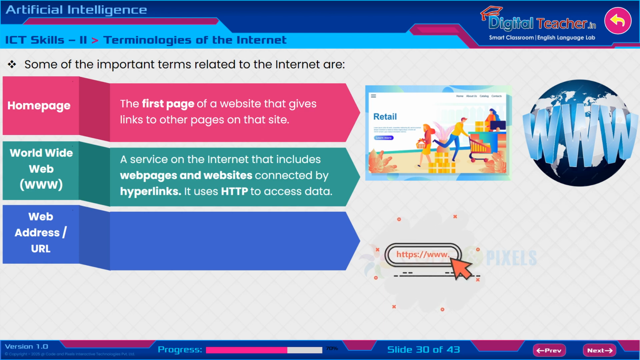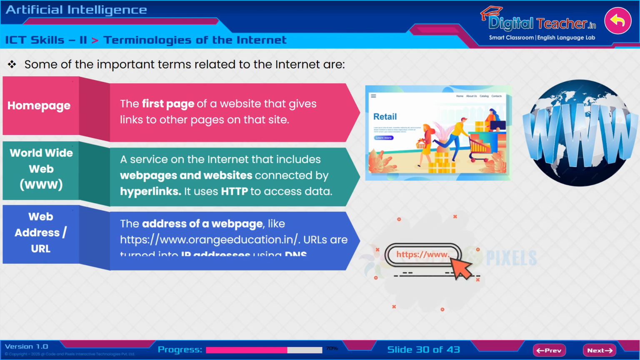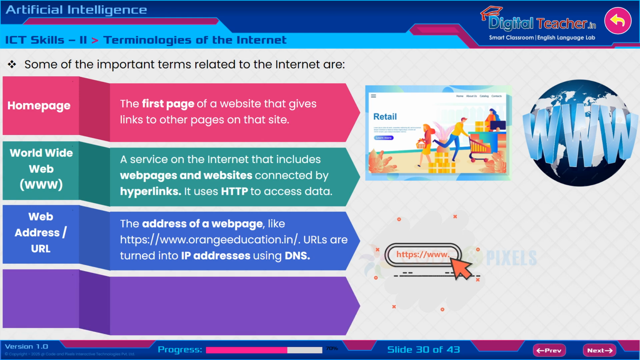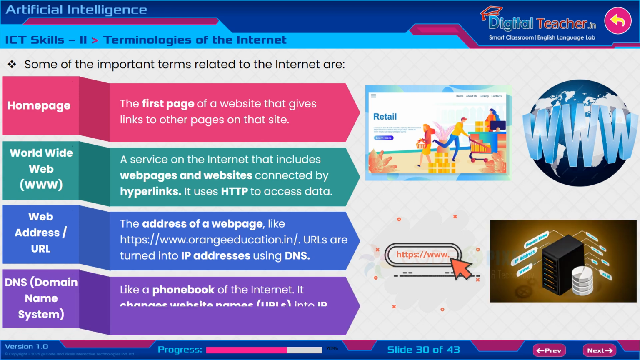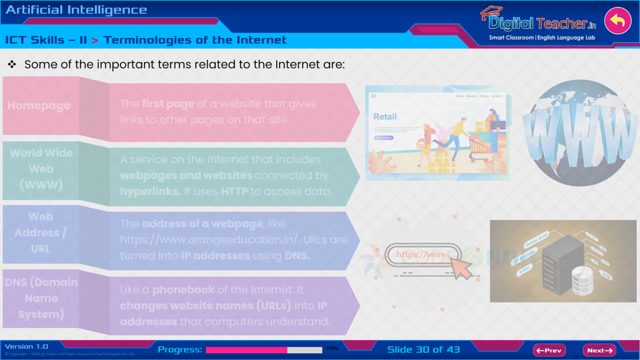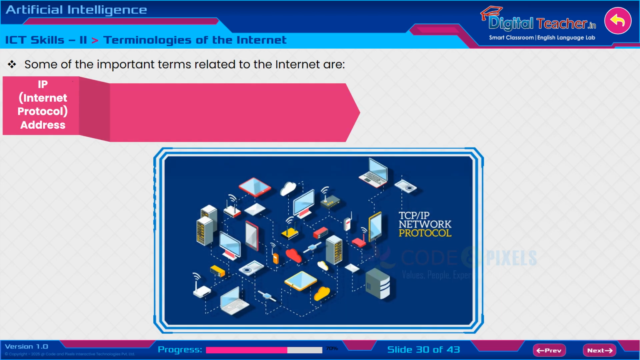Web address or Uniform Resource Locator, the address of a web page. URLs are turned into IP addresses using DNS. DNS is like a phone book of the Internet. It changes website names into IP addresses that computers understand. IP address, a unique number given to every device on a network. It helps send data to the right place.